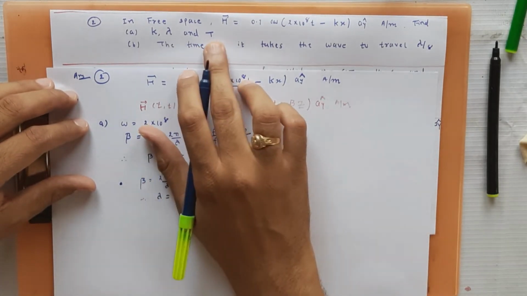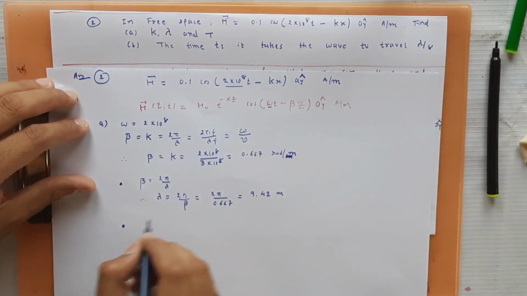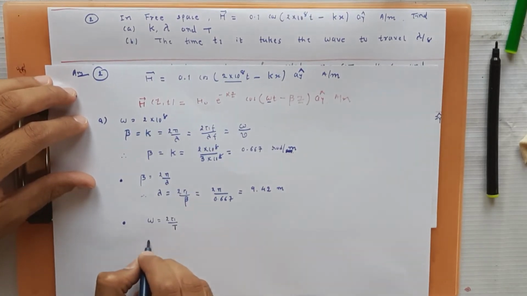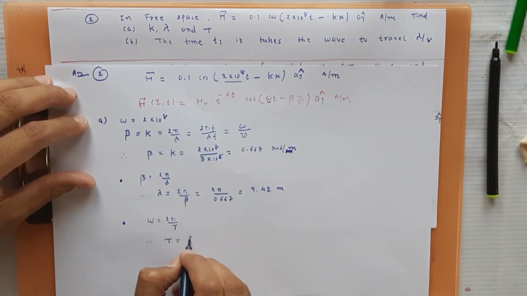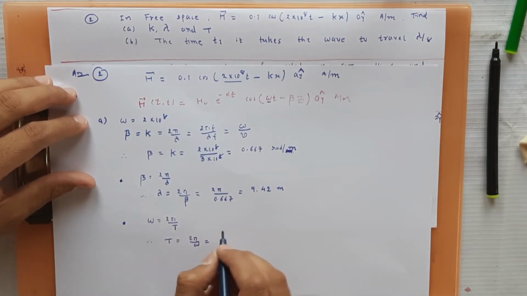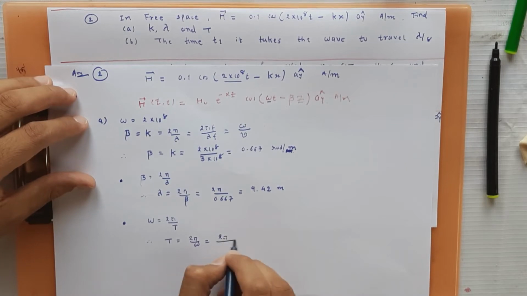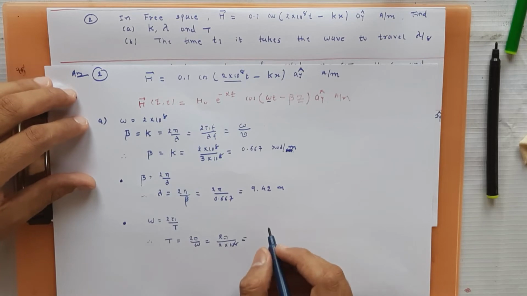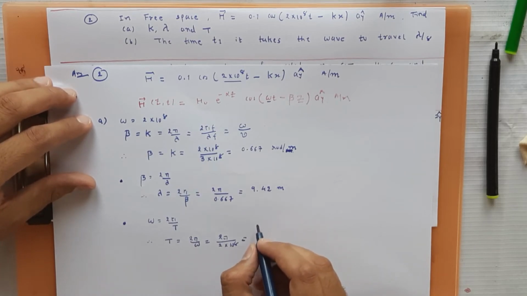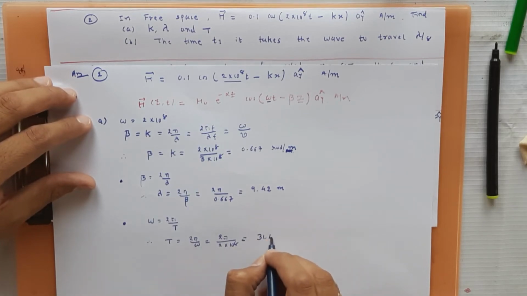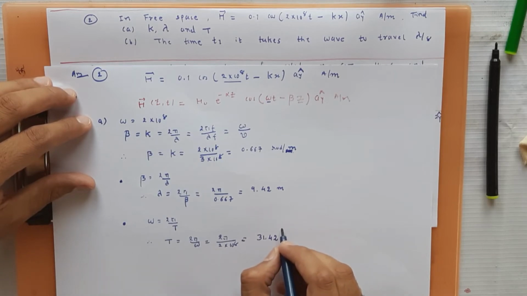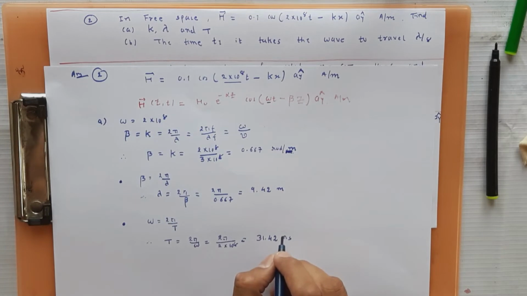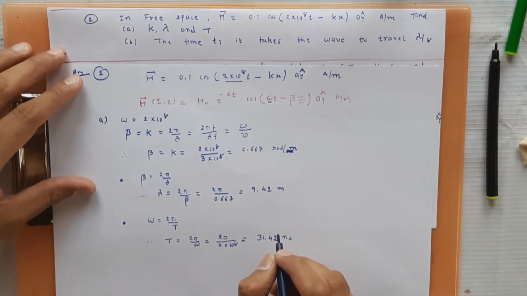Clear? Next, capital T. We know that omega is equal to 2π by capital T. So what is capital T? Capital T is equal to 2π by omega. This example is very easy. So this is 2π over 2 × 10^8. Do the calculation, so it is 31.42 nanosecond. Clear.